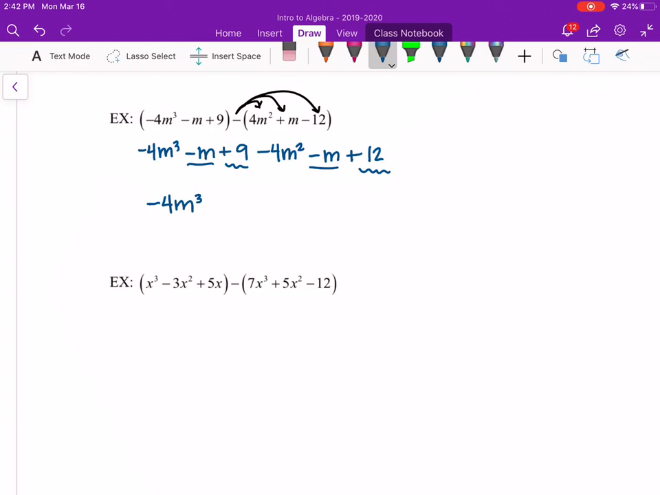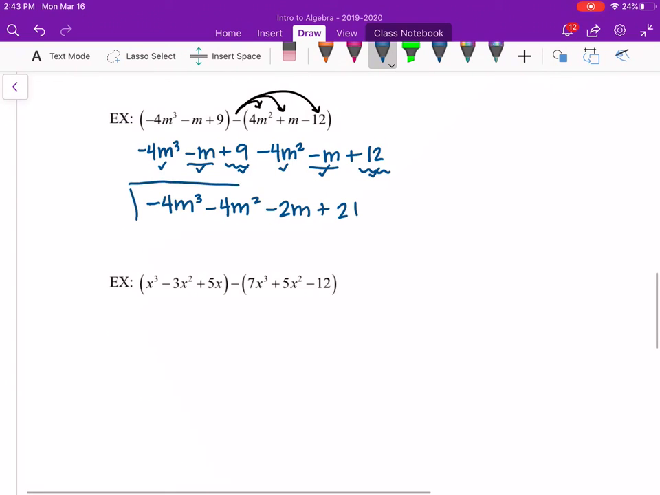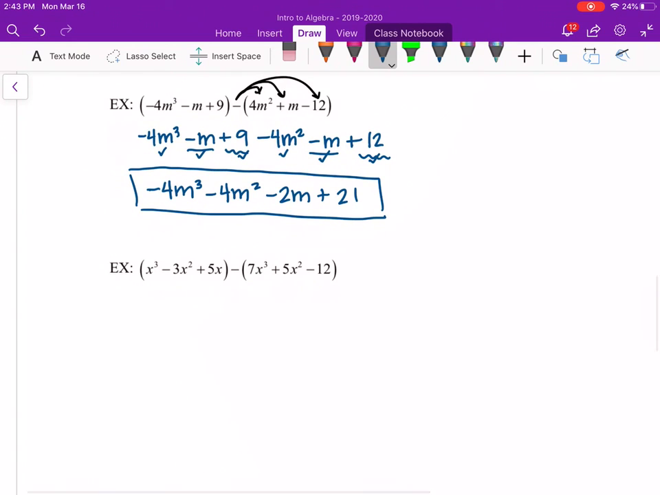Only one term has a power of 3. Only one term has a power of 2. Negative 1m and another negative 1m is negative 2m. And then 9 and 12 make 21. Same thing, I'm going to ask you to go ahead and pause and attempt this second one. Careful to distribute that negative first, and then start combining your like terms.